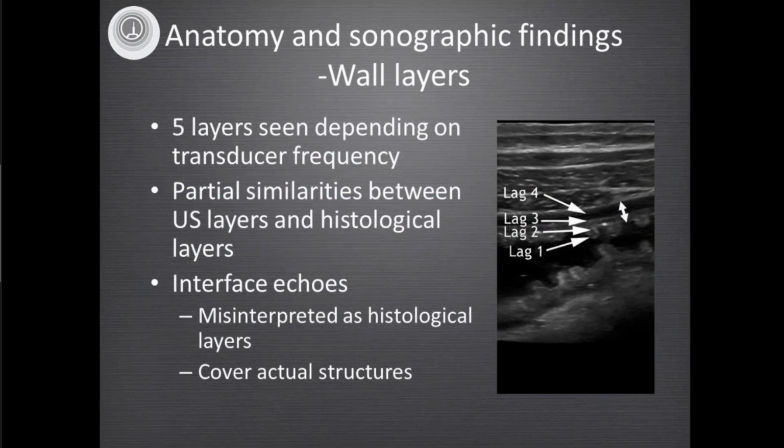I've been talking a lot about layers. There are 5 layers seen in the abdominal wall, or in the gastrointestinal tract. First, the interface between the muscular proper muscle and the serosa, then the rest of the proper muscle, the submucosa, the mucosa, and then the interface between the mucosa and the lumen.